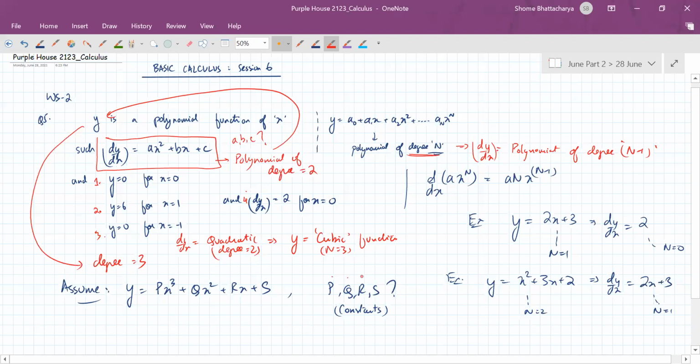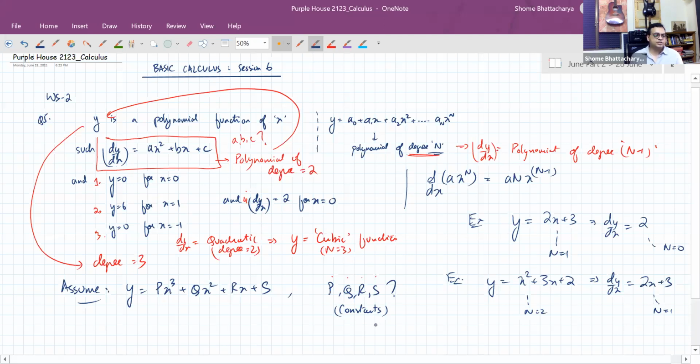So see, we have 4 unknown quantities, 1, 2, 3, 4, and we have 4 pieces of information given to us. So we have enough conditions given. Now it's just a matter of substituting. If I've assumed y is like this, then what will be the value of y when x is 0? Let's use the first thing, that y should be 0 when x is 0. So I'll substitute in this equation, because this is the relation between y and x. So 0 should be equal to p into 0 plus q into 0 plus r into 0 plus s. So what this is telling me is that s's value is 0. So the first of the 4 unknown quantities I have got.